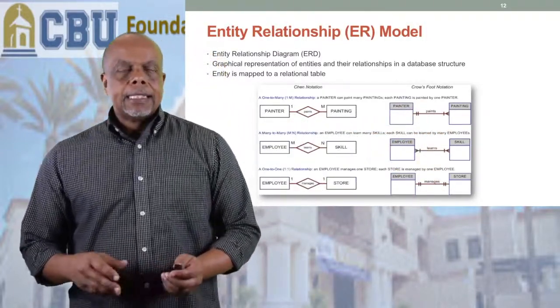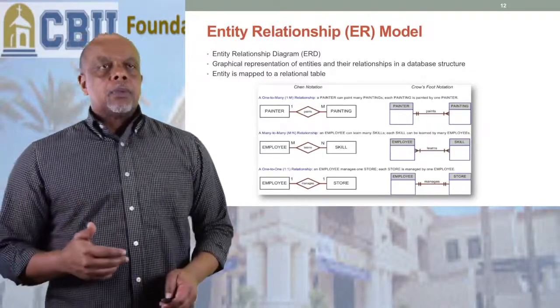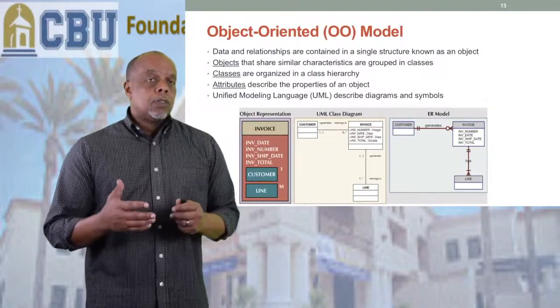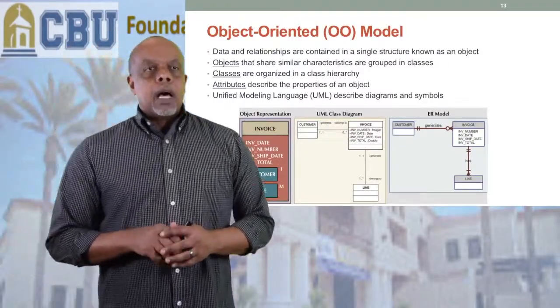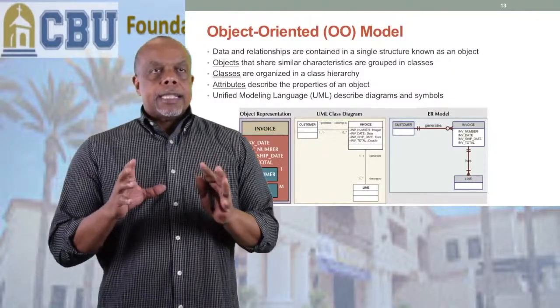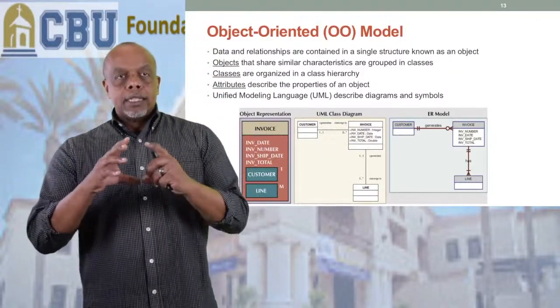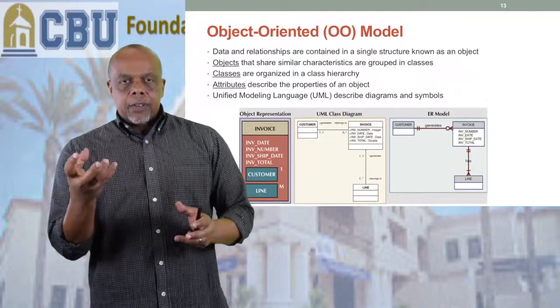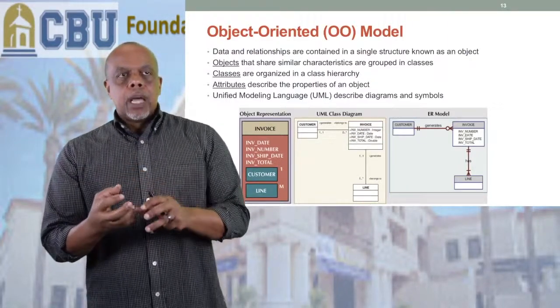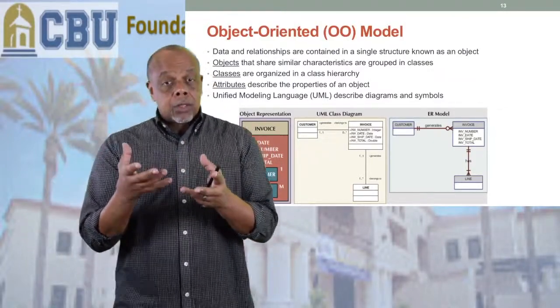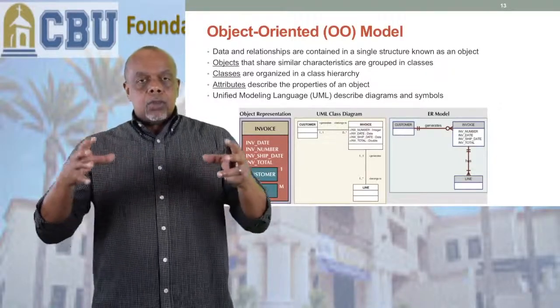How we map entities together using the entity relationship model. One that's gotten very popular in the last few years is the object-oriented model. What an object-oriented model is, is where data and the relationships are all contained in a single structure that's known as an object. So everything is contained together in that one object. And objects that share similar characteristics are grouped into classes.